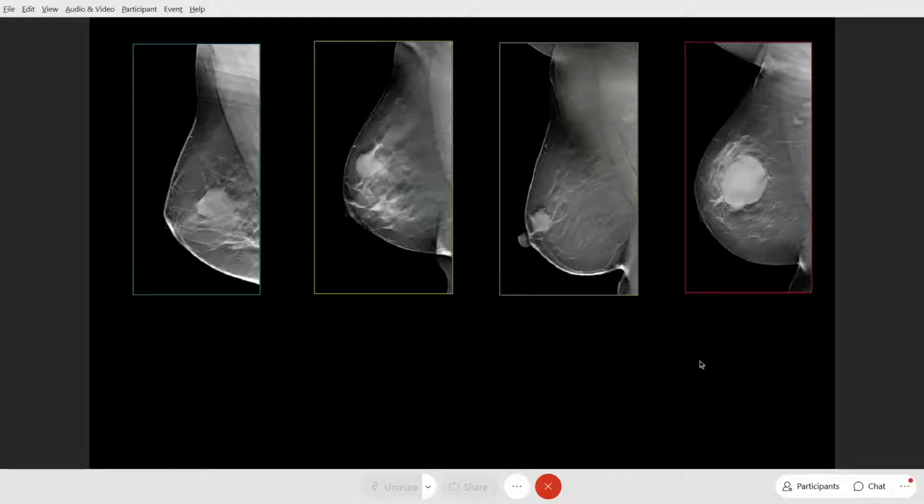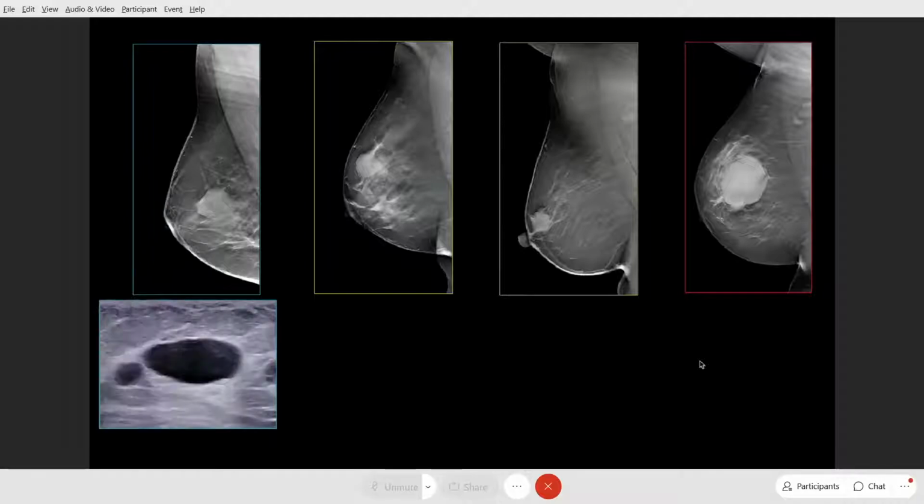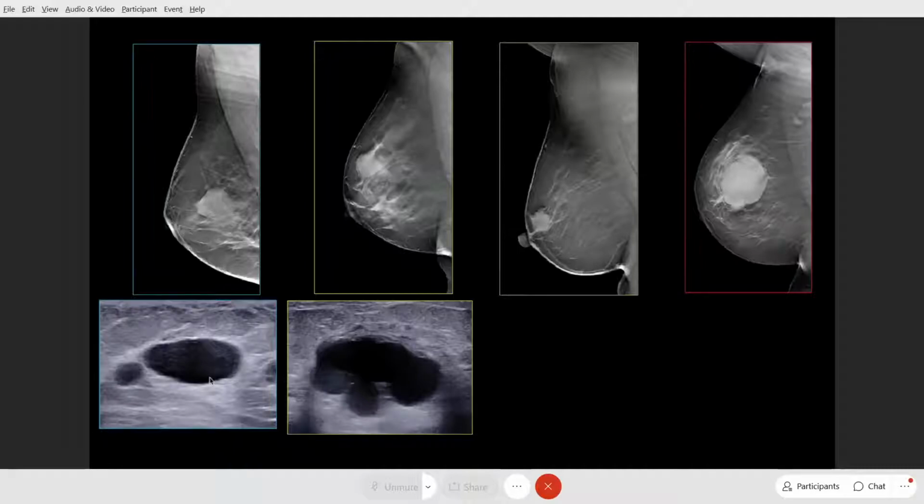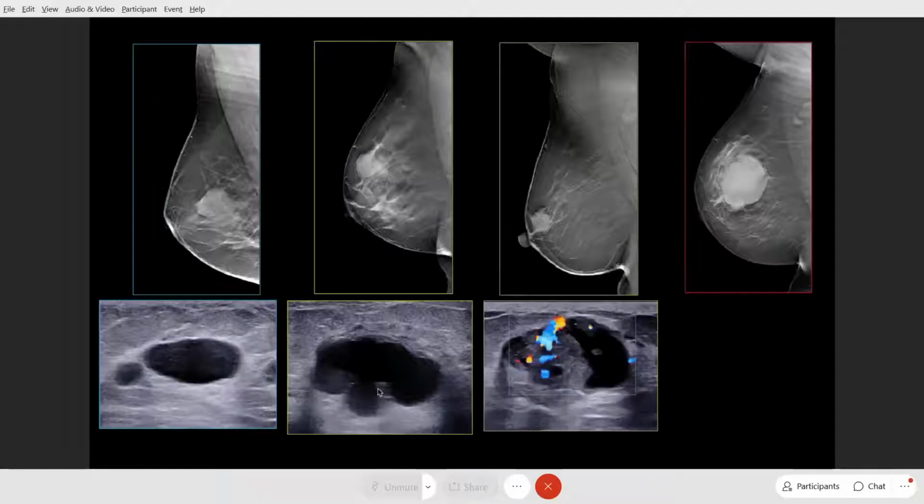So let's see what the ultrasound does. The first one is, as we saw in the nomenclature, an oval shaped anechoic lesion with circumscribed margin. We know that this is a simple cyst. The second one is also a cystic lesion, but in addition to that, we can see a fluid debris level. So this is a complicated cyst, a simple cyst which is complicated by infection. The third one is a cystic lesion with an echogenic content.